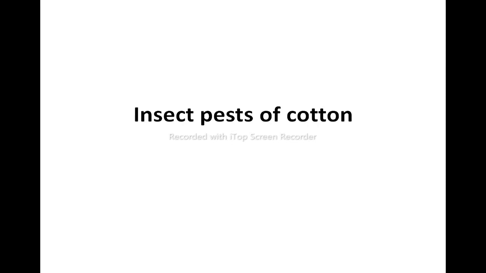Hello dear friends, in the last class we discussed the rice crop and today I will teach you the cotton crop. Cotton, its scientific name is Gossypium species, and it is the most important commercial crop of our country. Cotton is also known as white gold. But this crop is attacked by numerous insect pests. In today's lecture I will teach you only the sucking pests.